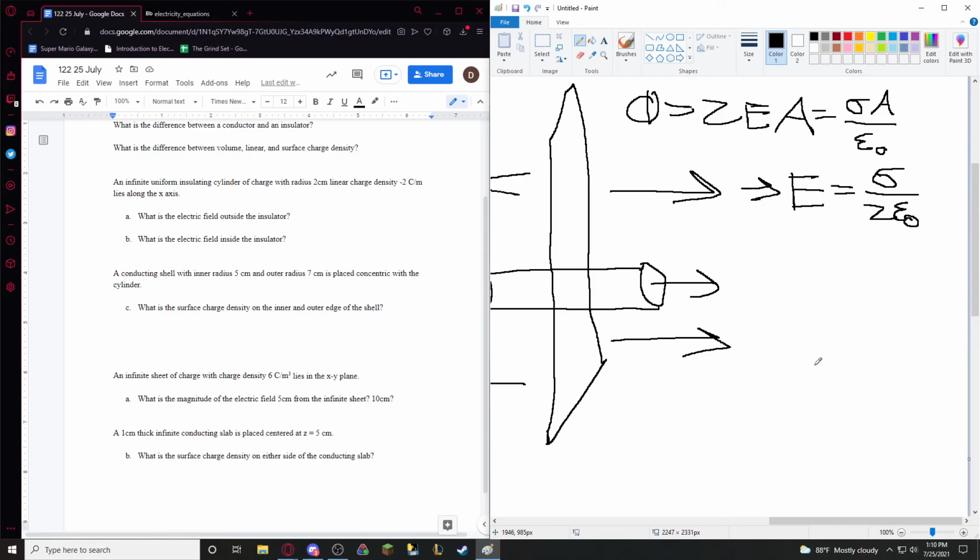But so then let's say we go ahead and place an infinite conducting slab, something like this, right here. It's going to be 1 centimeter thick. How would we find the surface charge density on either side of the conducting slab? If it's conducting, the net field inside is going to be 0. Exactly.